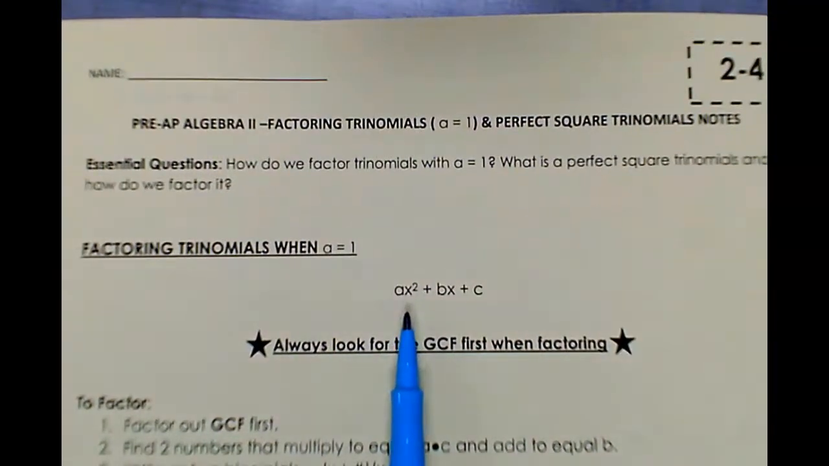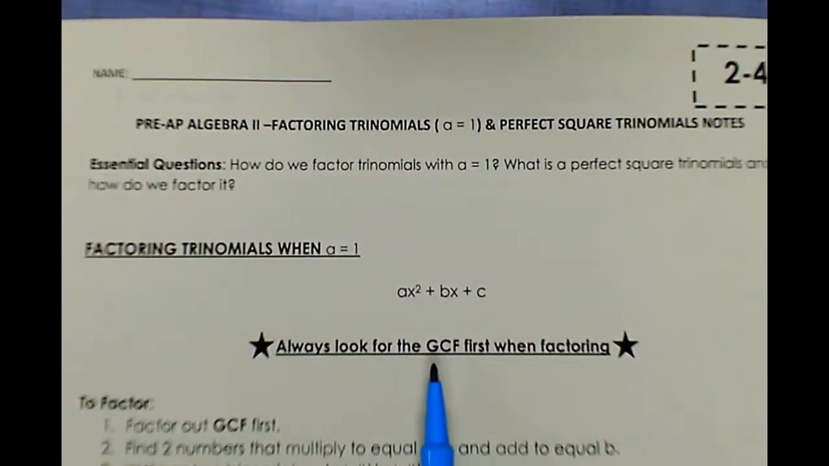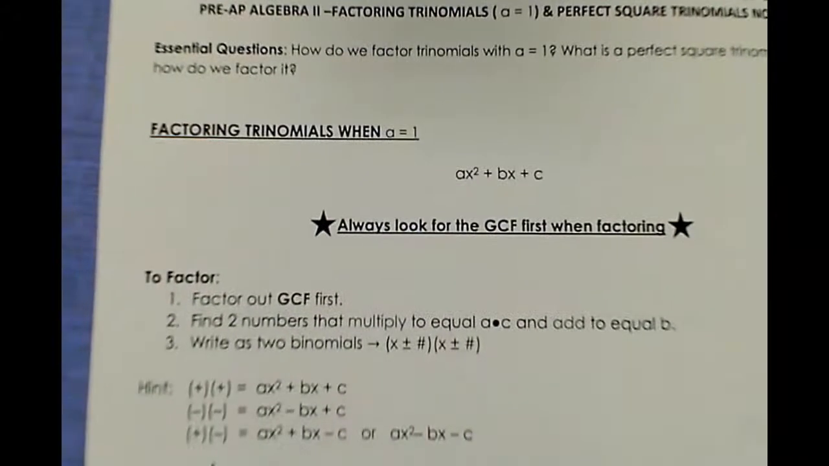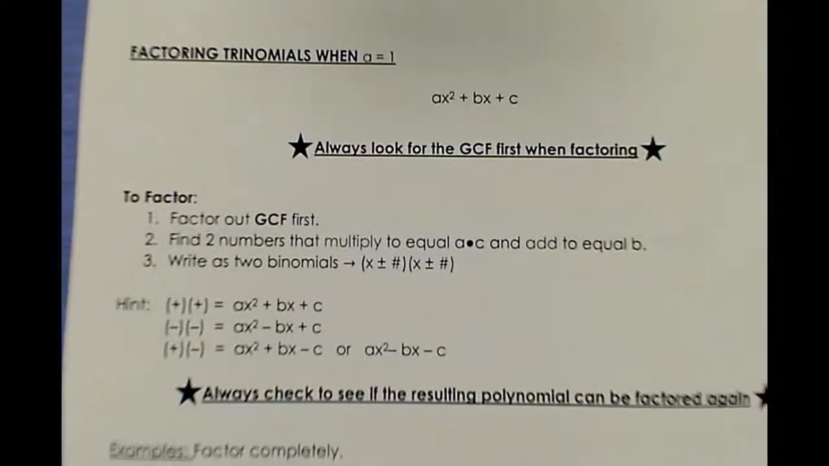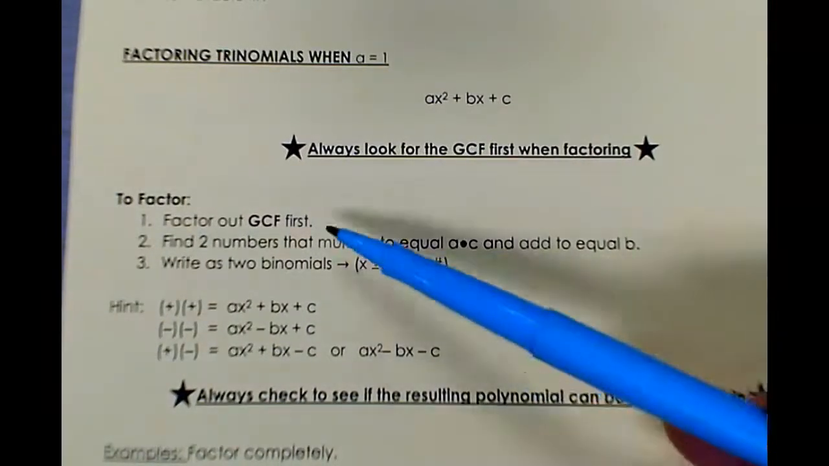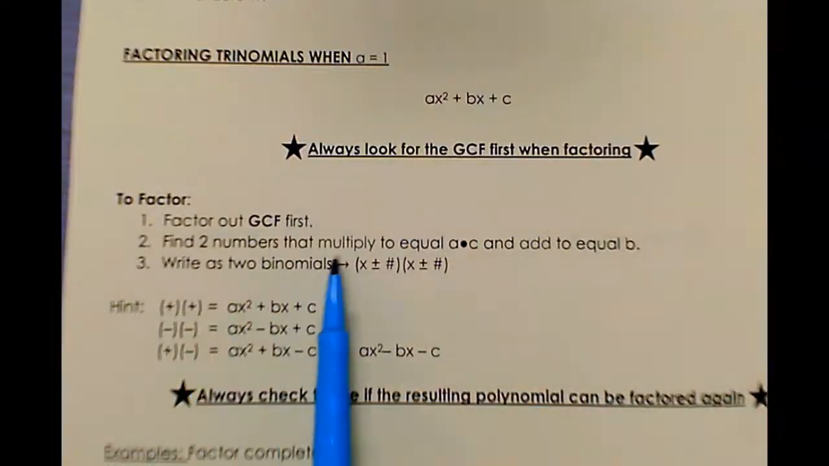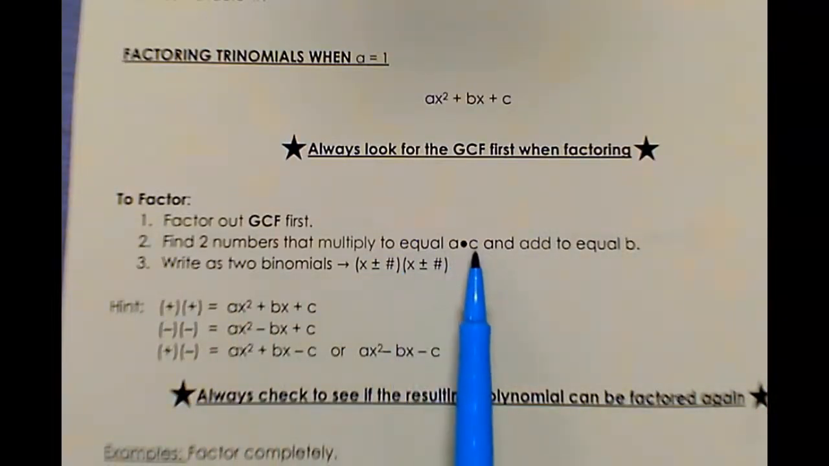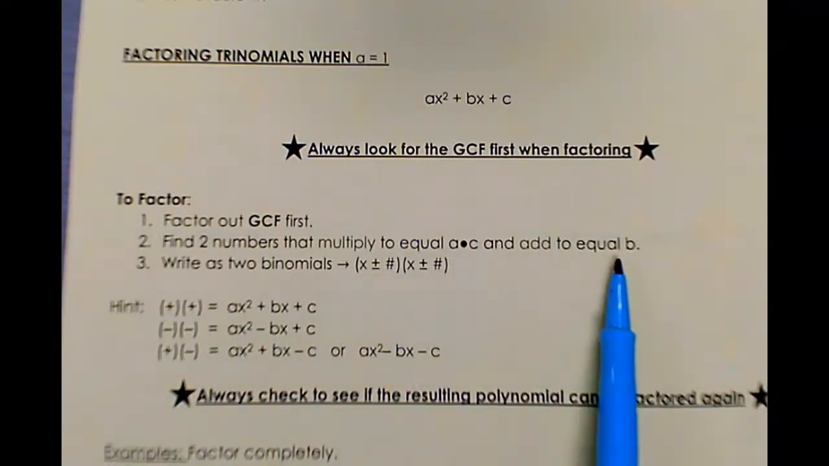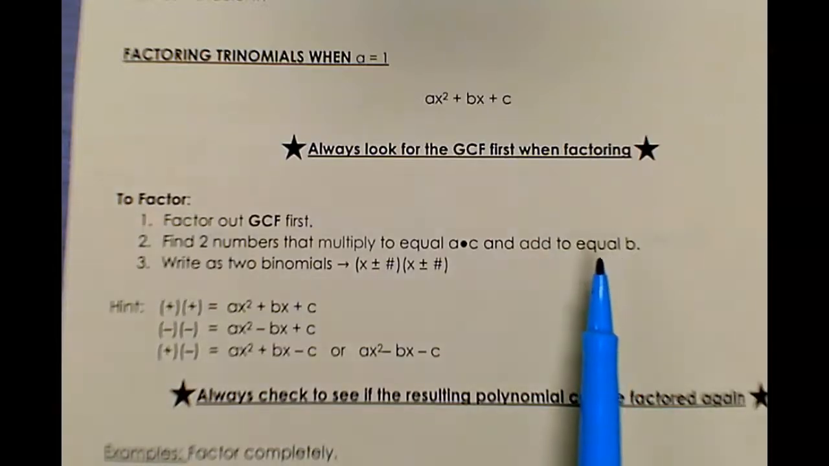But before we can factor anything else, we factor out the GCF first, greatest common factor. And that is exactly what our steps say. The first thing that we do is the GCF. We find two numbers that multiply to equal a times c and add to equal b. This will be easier to understand when we have an example in just a second.